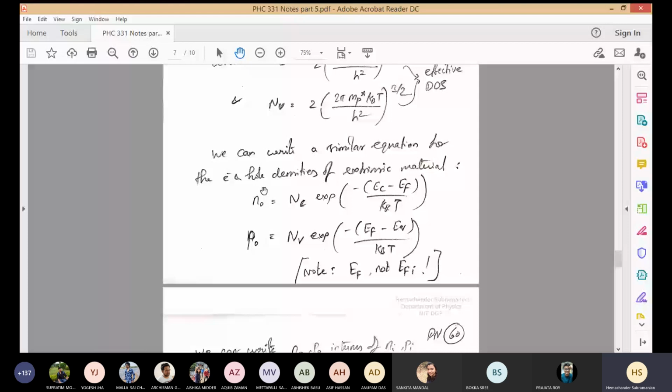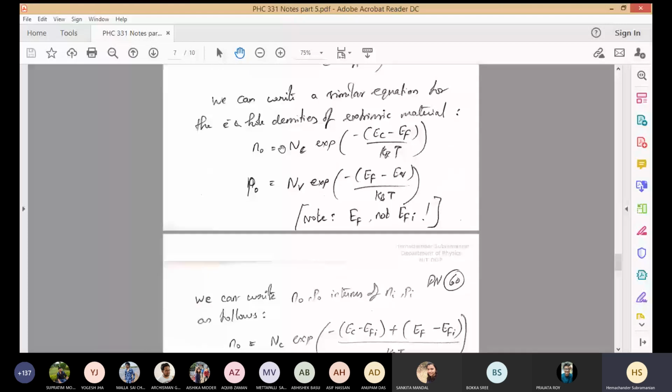So we did the same thing. Now we're doing the same thing for N0 and P0, basically the extrinsic electron density and hole density. We're writing the same kind of equation, but this time it is EF, not EFI. The intrinsic Fermi energy was right in the middle of the conduction band and the valence band, but EF can be anywhere. It can be close to the conduction band. It can be close to the valence band. So this EF is not the same as EFI. You have to remember that.